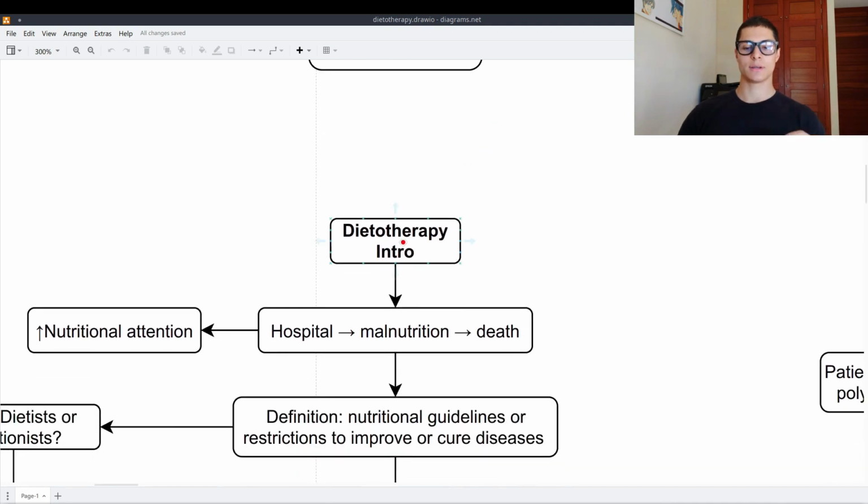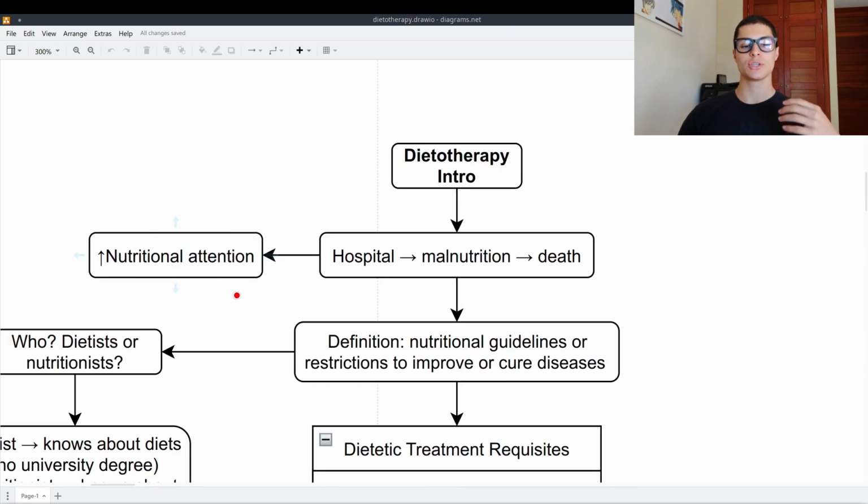Today we're going to start a new series of videos in which we're going to talk about dietotherapy. So how the diet of the individual that's in therapy changes before, during and after the therapy. So let's begin. Dietotherapy is created because in hospitals there is malnutrition, and malnutrition will lead to death indeed. We have already seen that in all the videos. So the nutritional attention increases.